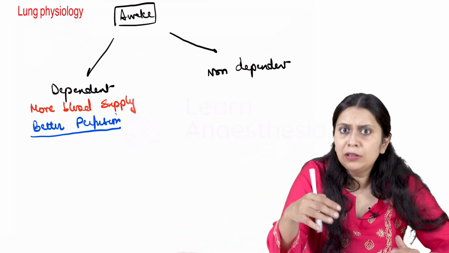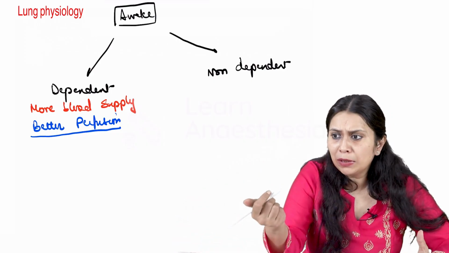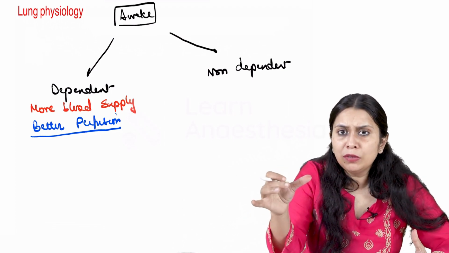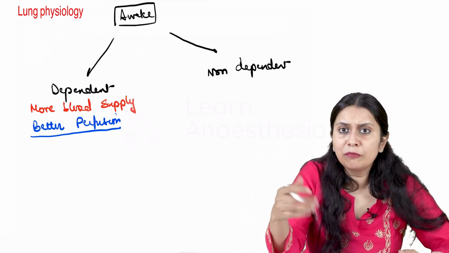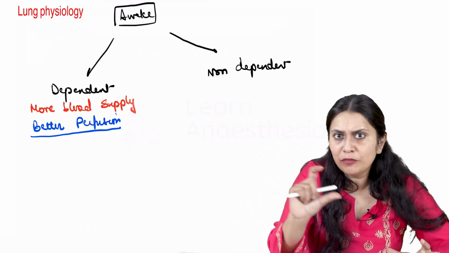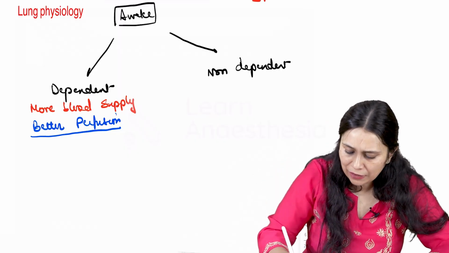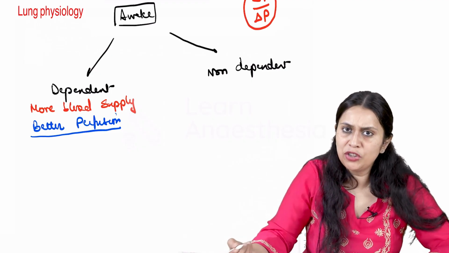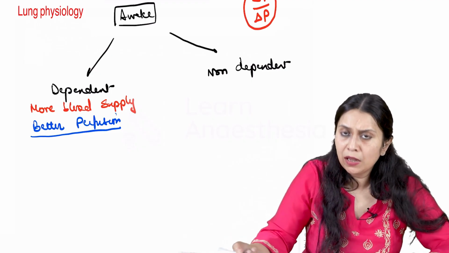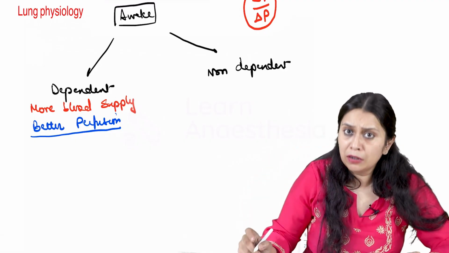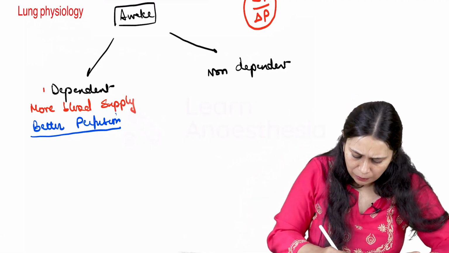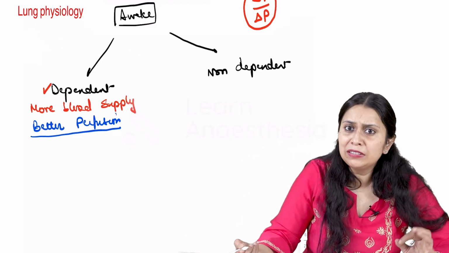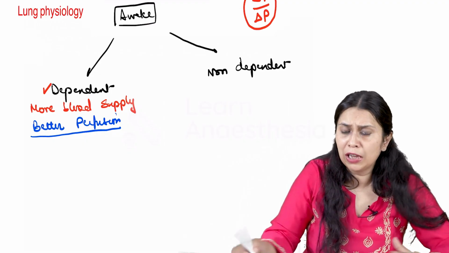There is something called the lung compliance curve. What is lung compliance? Change in the volume with the change in the pressure when the pressure is applied, that is delta V by delta P. So this is your lung compliance, change in the volume on the pressure applied. Now there is a lung compliance curve. Let us talk about where the dependent part of the lung lies on the lung compliance curve.